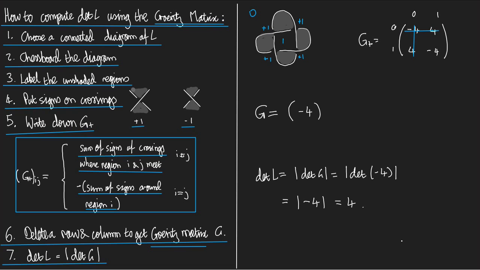So, you see, if you choose your chessboarding cleverly so that there are very few regions, very few unshaded regions, then this computation is super quick. Okay, so that's the end of the mini lecture.